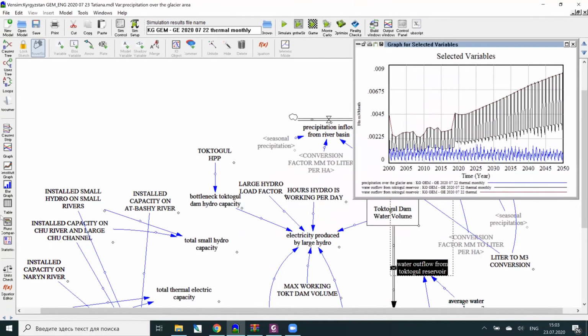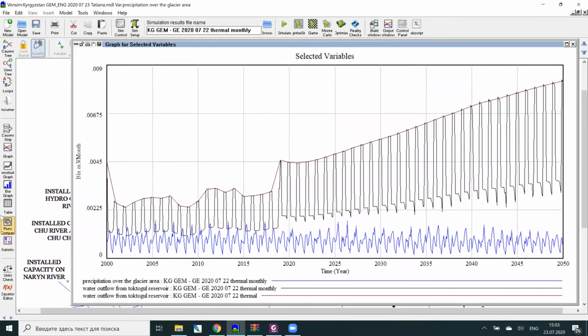Okay, so now we see that we are taking out more than precipitation, right? So once again, if we think that the outflow for power generation is right, and we can check these equations, then we have to increase at least a little bit the inflow of precipitation into the glacier, right? So weird. Why is it not right?